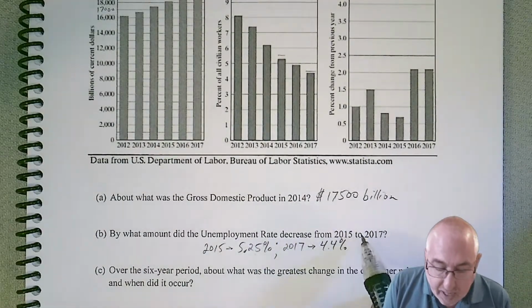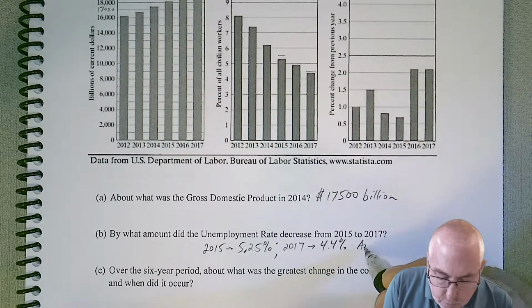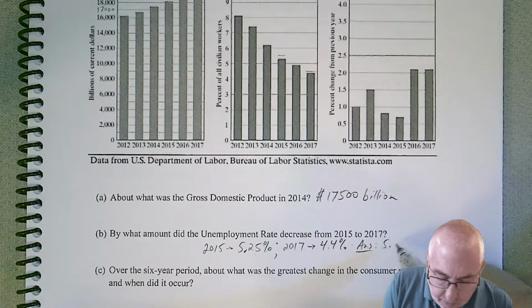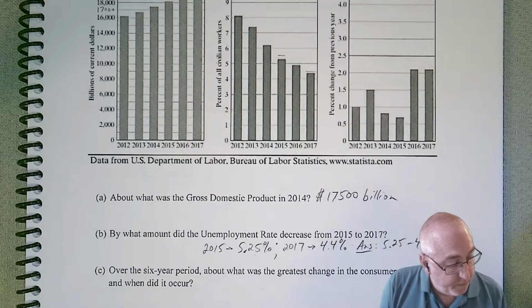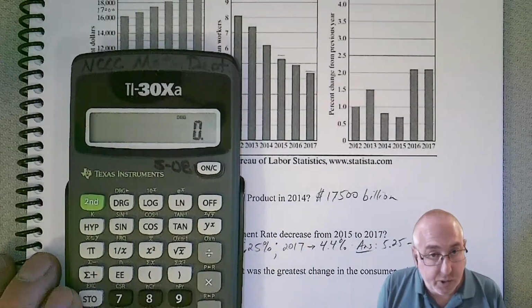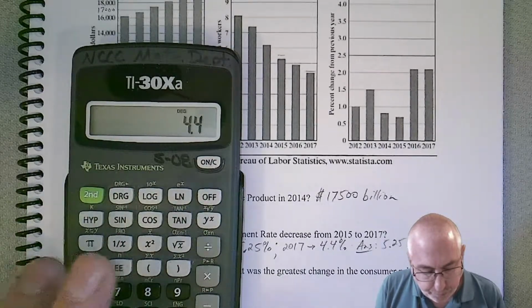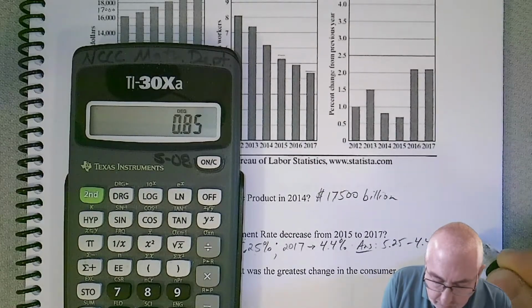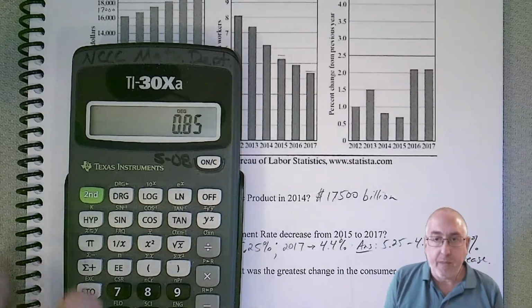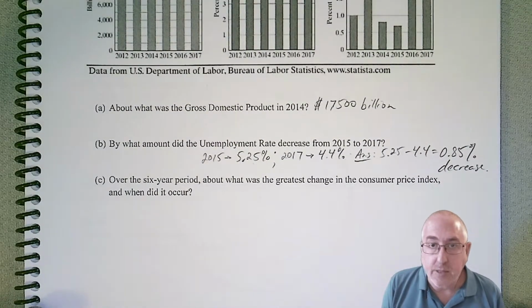If we want the decrease, though, we have one more step left to do. We have to subtract. So 5.25 minus 4.4 is what? Well, again, if you're not 100% sure, use that calculator. So 0.85. So 0.85% decrease. And my head's in the way. So there you go, there's that answer.